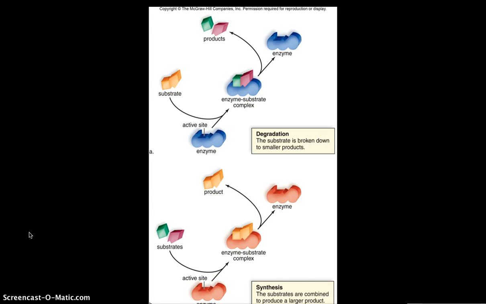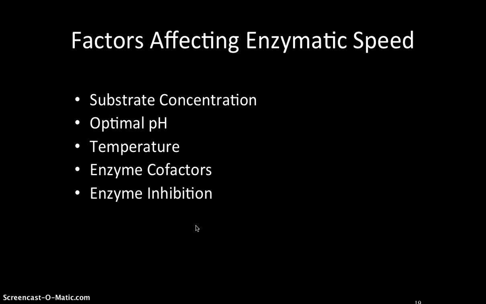So that's the two ways that enzymes can work. They can either break the substrate down into smaller pieces, or they can take a couple of substrates and bind them together by fitting both into the active site. So there's a bunch of factors that can affect how quickly an enzyme can work.